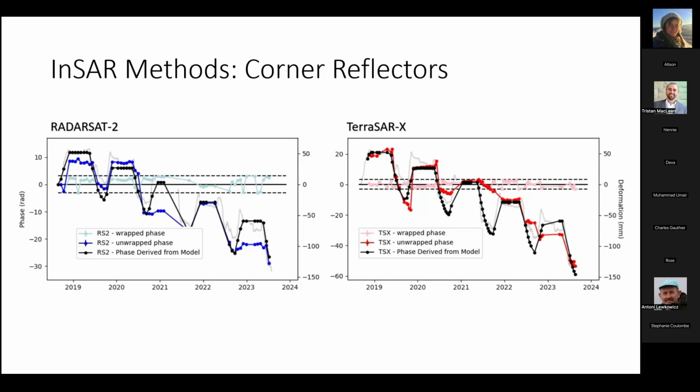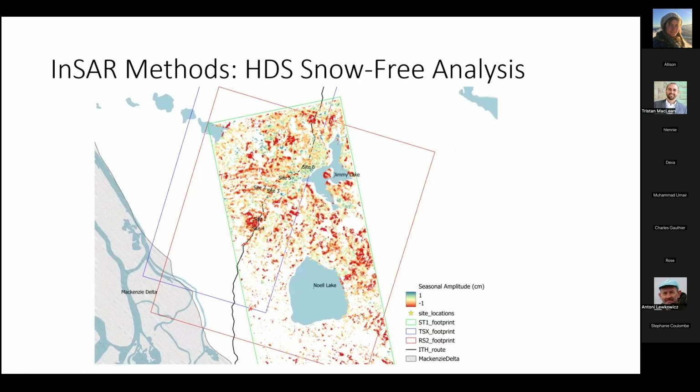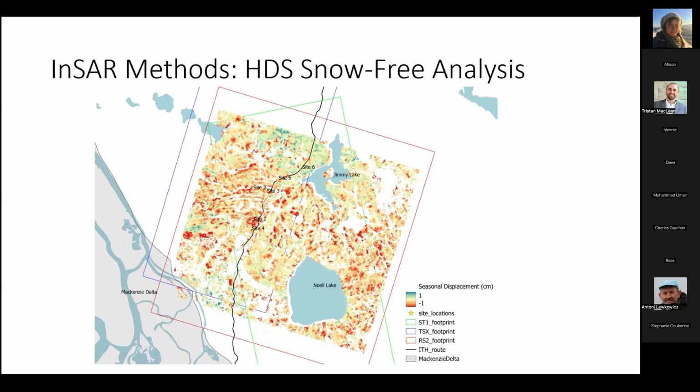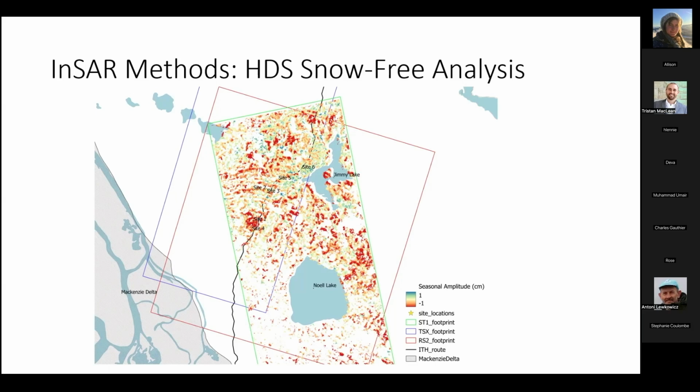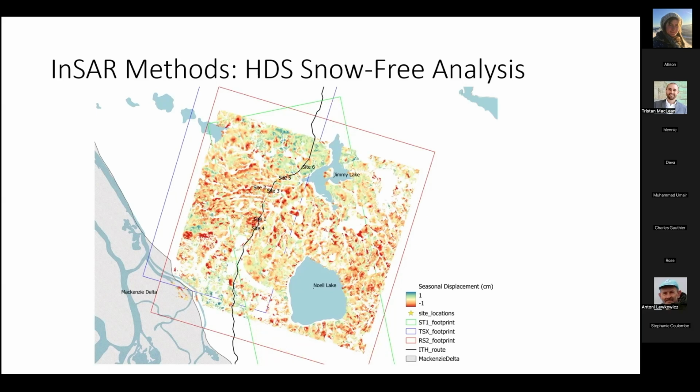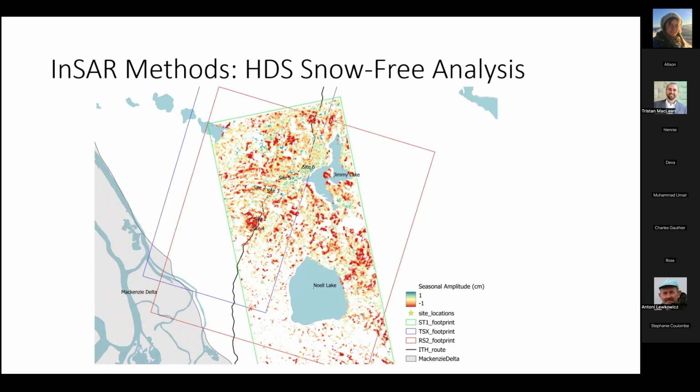So part of the problem here is that you can see that the unwrapping is only as good as the model that you're using to unwrap it. And so moving on to the HDS analysis for snow-free scenes, this is just a 2D seasonal amplitude map. The range here is plus or minus 1 centimeter of seasonal amplitude deformation. So here I have the Sentinel and then the RadarSat-2. And if you flip back and forth between these a few times, you can see that spatially they're in agreement with each other, which is nice to see.